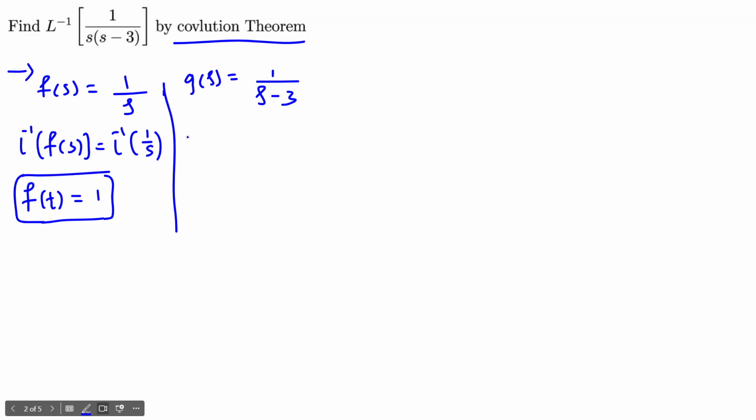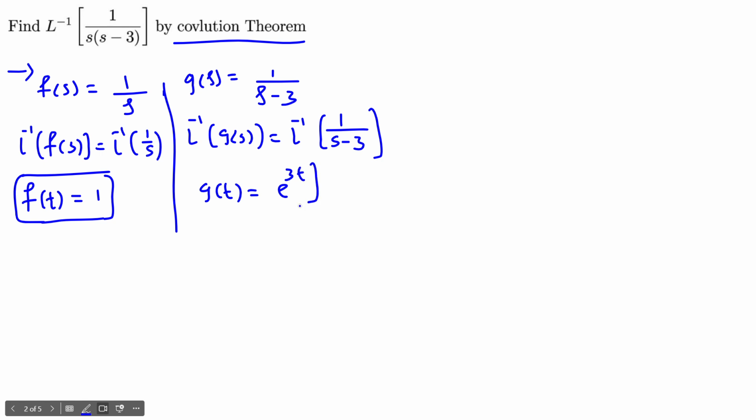Similarly, in g of s, take inverse both sides, so you will get Laplace inverse of g of s is equal to Laplace inverse of 1 upon s minus 3. So Laplace inverse of g of s will be g of t. Inverse of 1 upon s minus a is e raised to at, and here a is 3. So the Laplace inverse of 1 upon s minus 3 will be e raised to 3t.